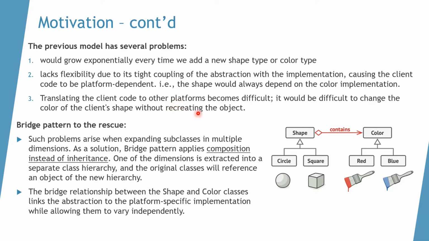So the bridge pattern solves these problems by preferring composition instead of inheritance when it comes to linking the abstraction with the implementer. What this means is that the shape is going to have an implementation object inside of it that is linked to a concrete implementer, which in this case is the color. In this way, we would have this simpler model that allows these two hierarchies to grow independently.